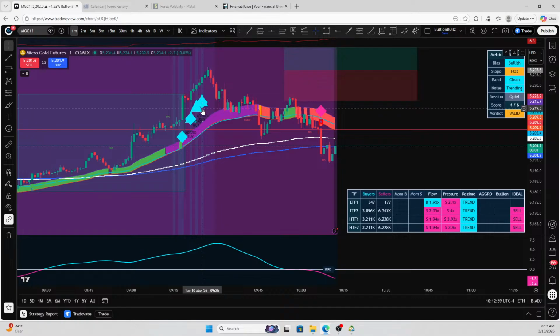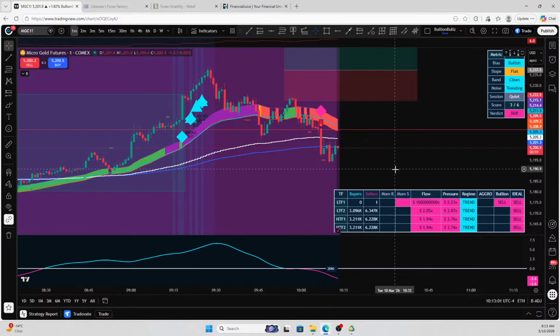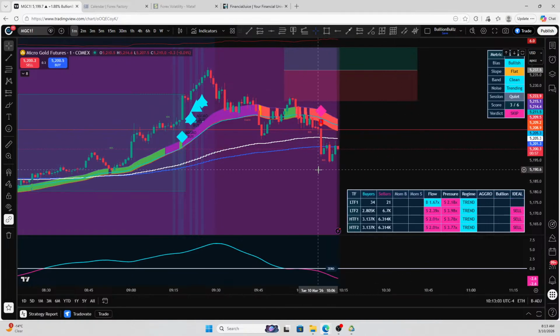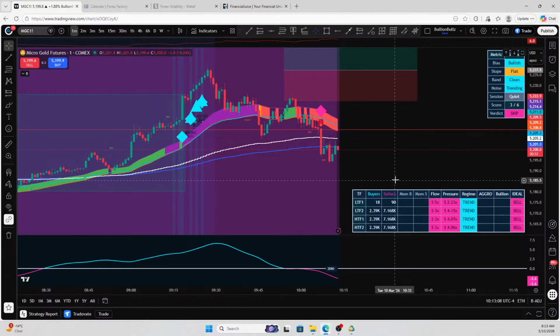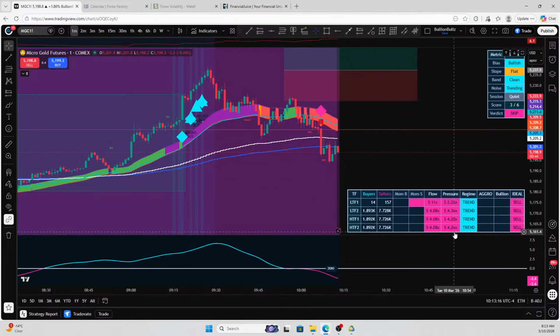It's actually giving us a downtrend move, but we do want to see if it continues to go down or if it's just going to reverse and go back up. I'll not be taking any trades until we see confirmations. Pressure is picking up.